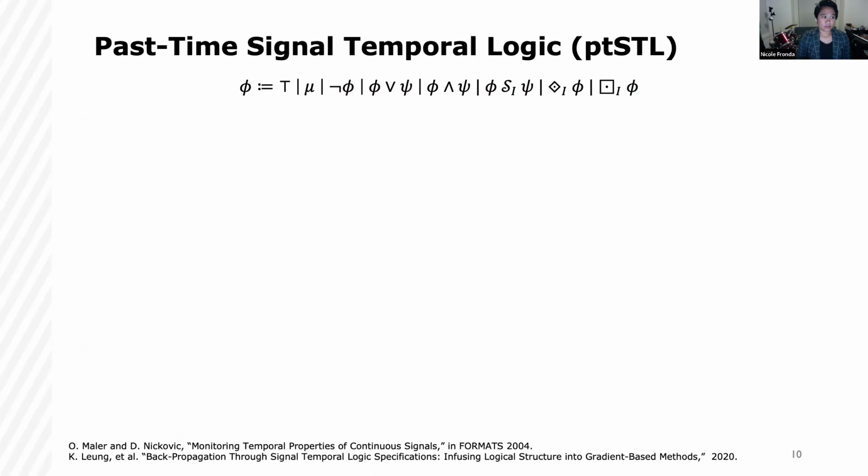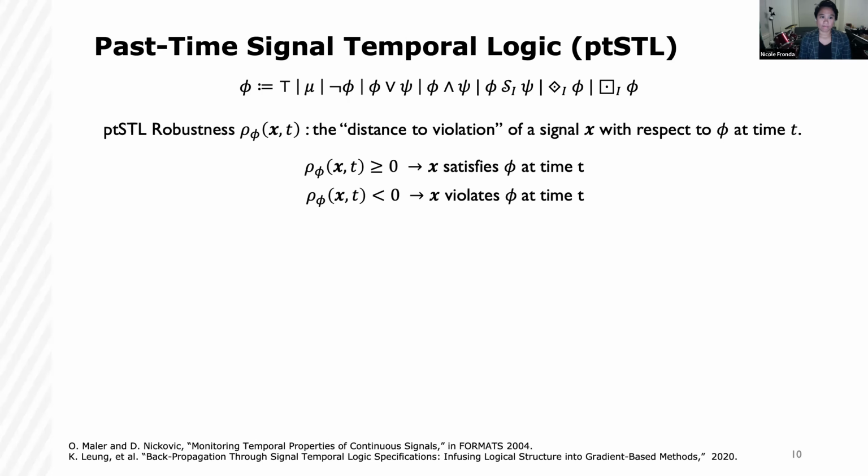As I said, Fern learns formulas in PTSTL. So given a structure or template of a formula built from this PTSTL syntax, we use the robust semantics of the syntax to learn the formula parameters. Robustness is a measure of how close or how far a signal is to satisfying some specification phi, with positive values of robustness indicating satisfaction of the specification and negative robustness indicating violation.